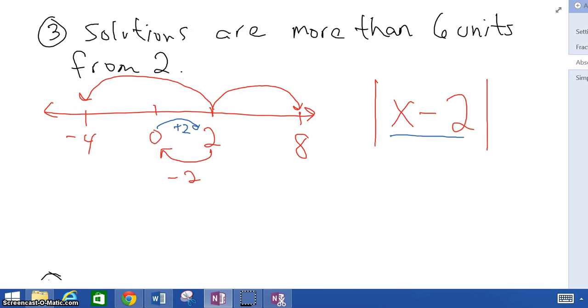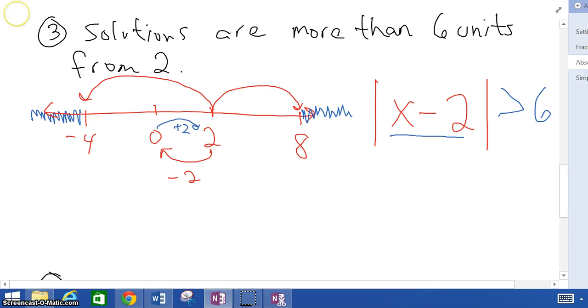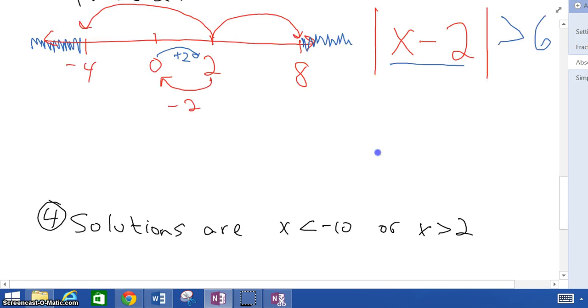Okay, and I want solutions that are more than 6 units, so I want this way, and I want this way. So in order to get those outliers, I need a greater than symbol, and my distance is 6. Remember, less than is what gives you that "and" situation. Okay, let's try another inequality.